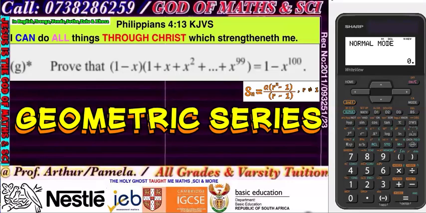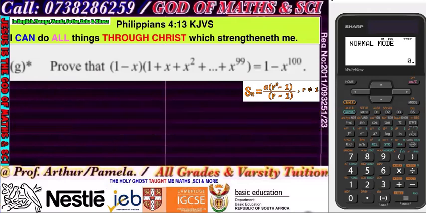All right, so this one we continue with geometric series. We're going to work out the sum. They say that when you take that, which is in brackets, and then multiply it by that, the answer will equal what's on the right-hand side, okay?